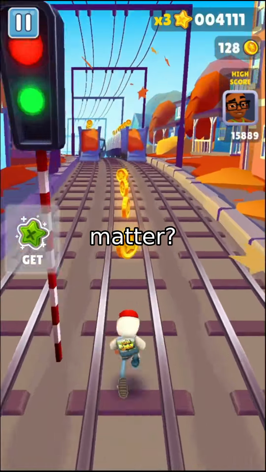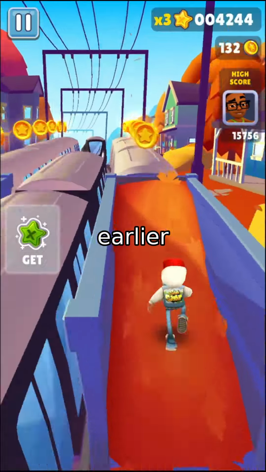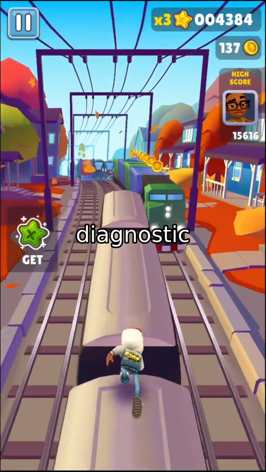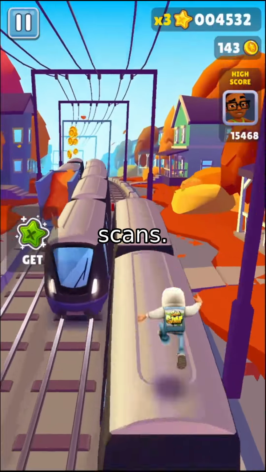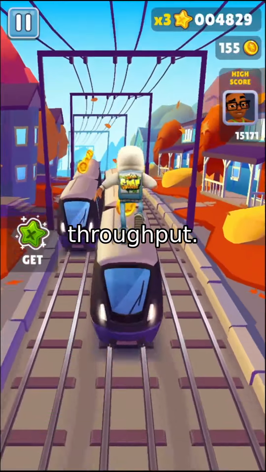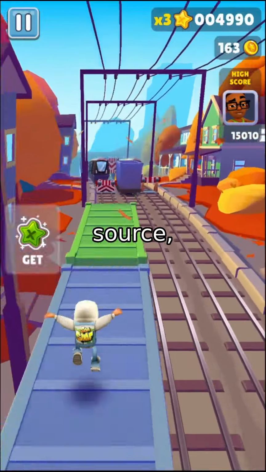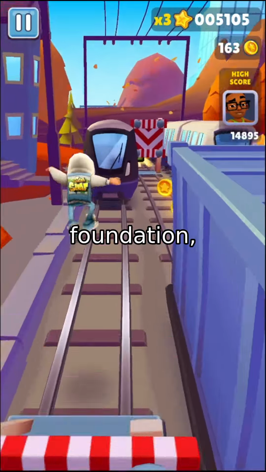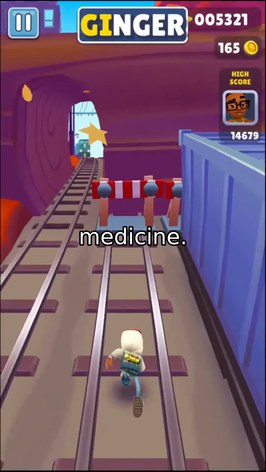Why does this matter? Sharper, more reliable images enable earlier disease detection, reduce diagnostic errors, and minimize the need for repeat scans. For hospitals, it's a win-win: lower costs and faster patient throughput. And because PHMDiff is open source, researchers can build upon its foundation, accelerating breakthroughs in AI-driven medicine.